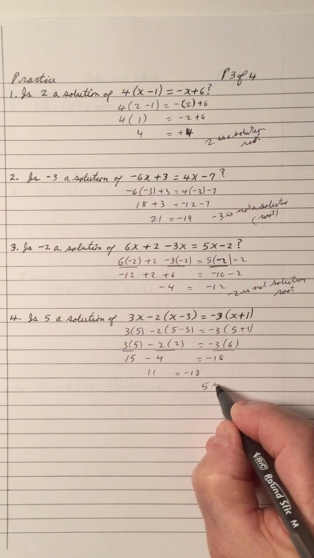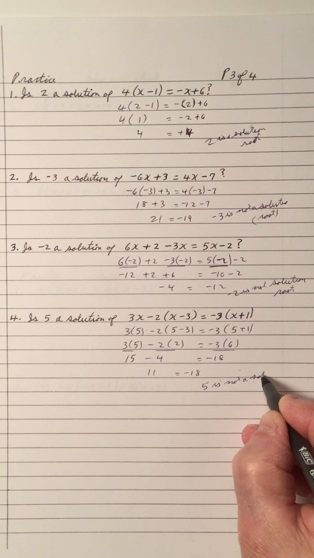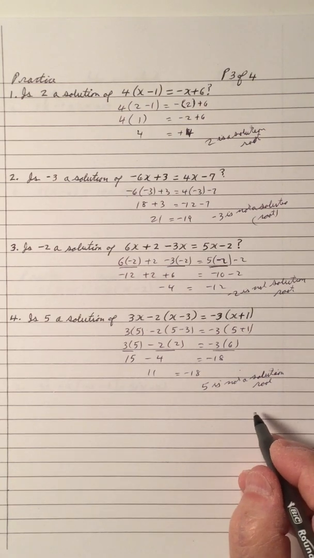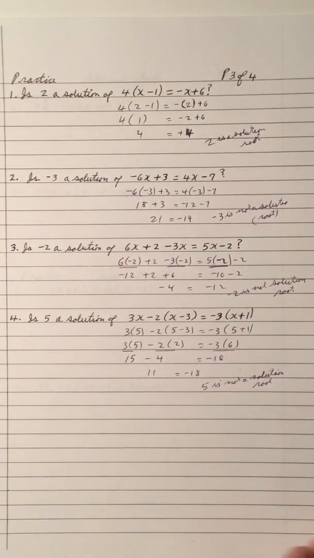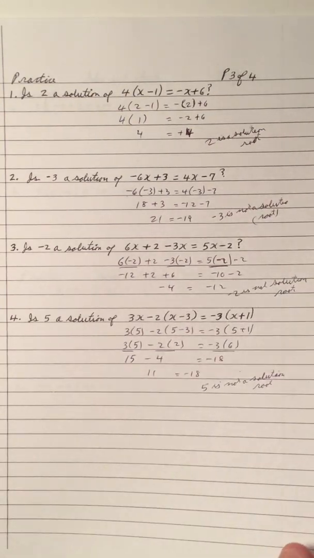So 5 is not a solution or a root. Make that a solution, spell it right. Okay, so that's sub it in and simplify by obeying the order of operations.